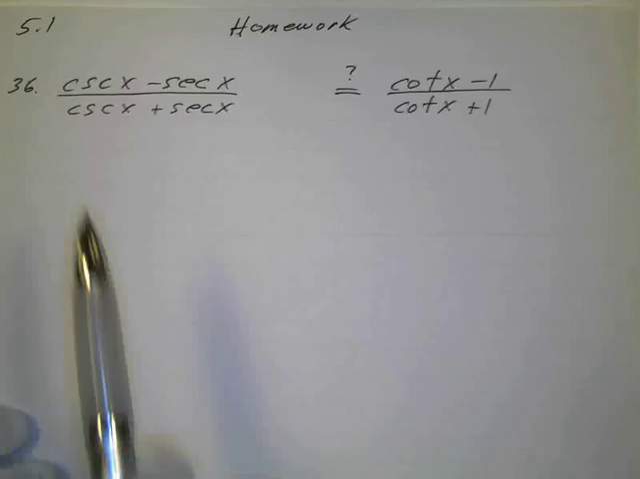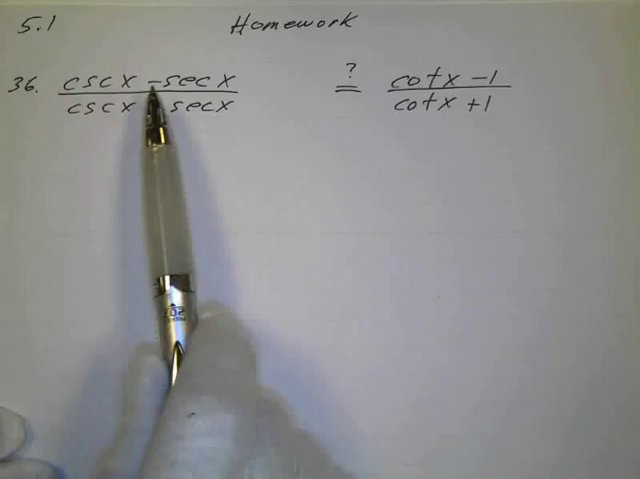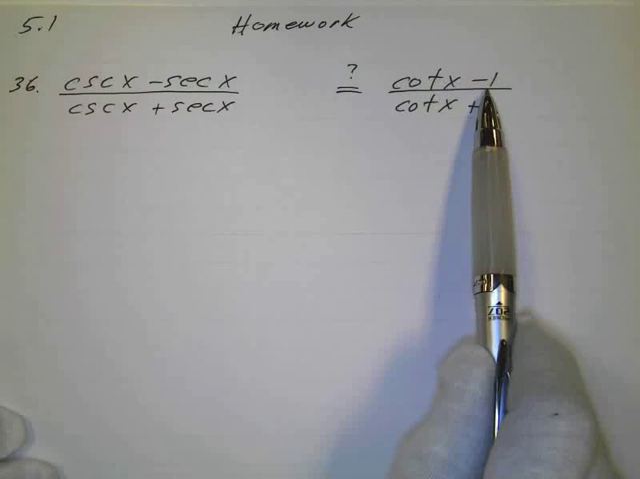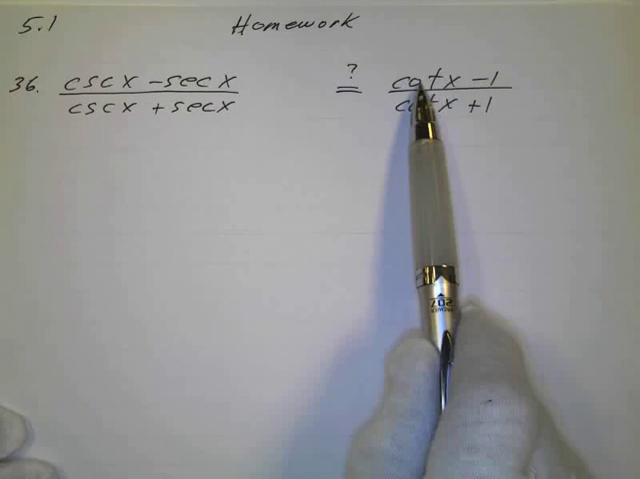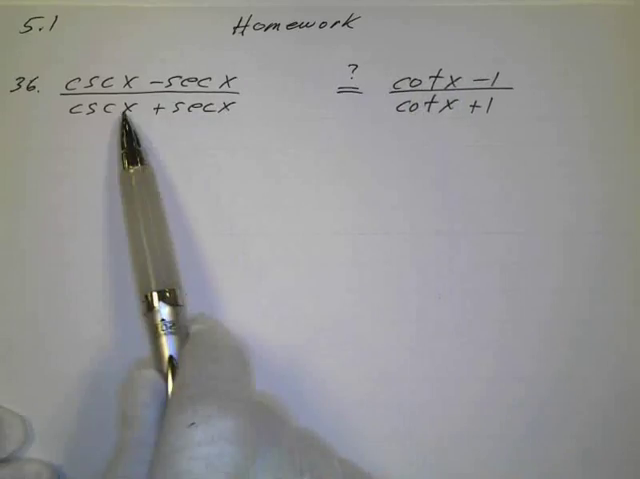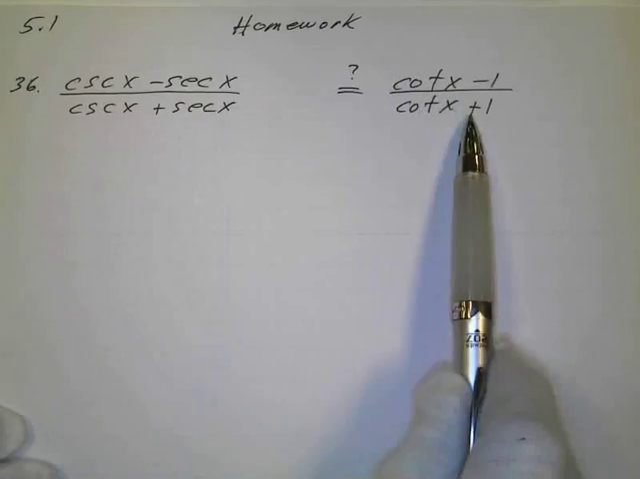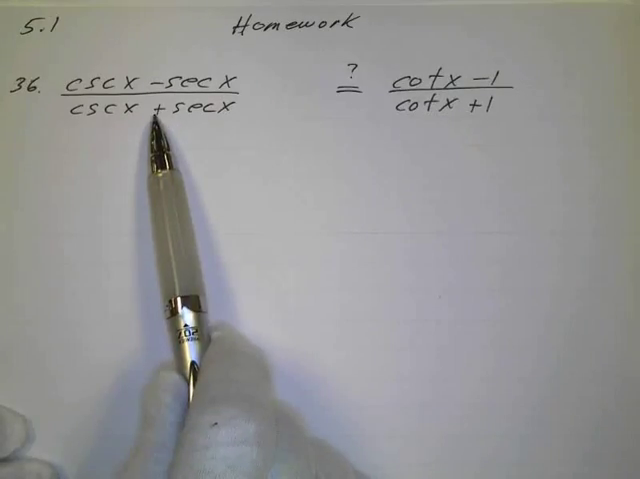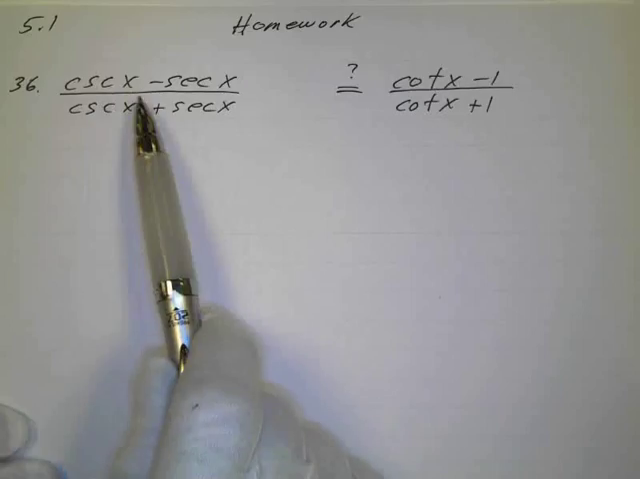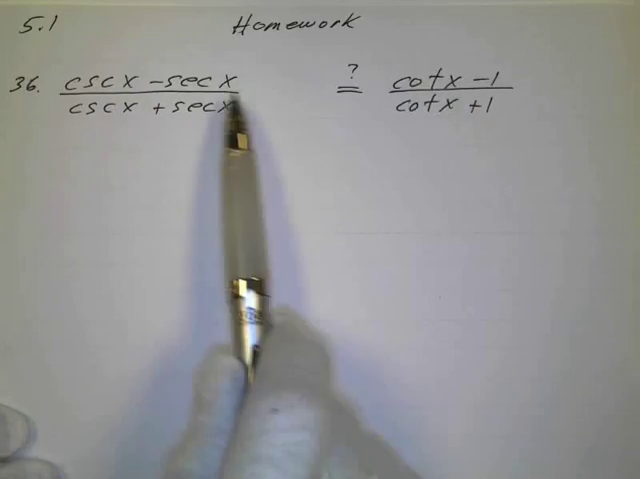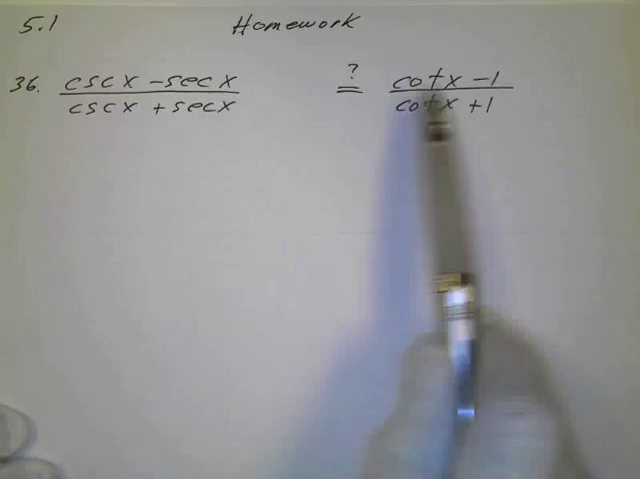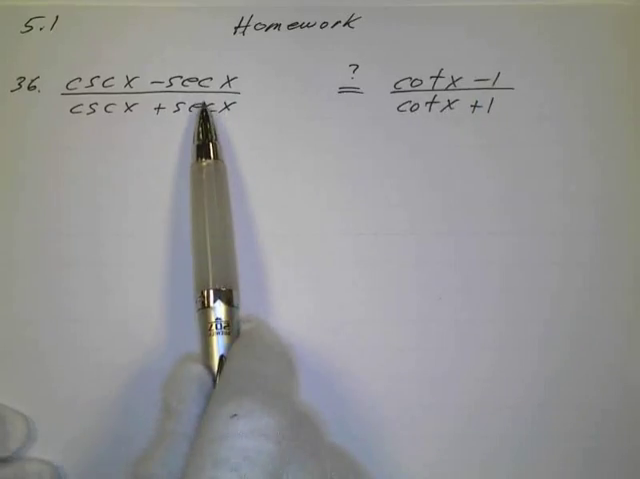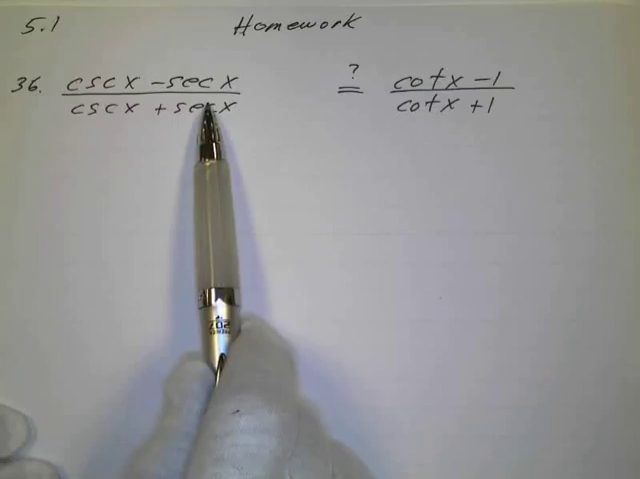I notice here I've got a fraction, that's nice. Two terms in the top with a difference, and a sum in the bottom. So that's nice, I've got a lot of the structure already set up. If I want to make this look like this, I should say 1's here and 1's here, so I need to make these 1's. And I can do that easily enough by dividing by secant.